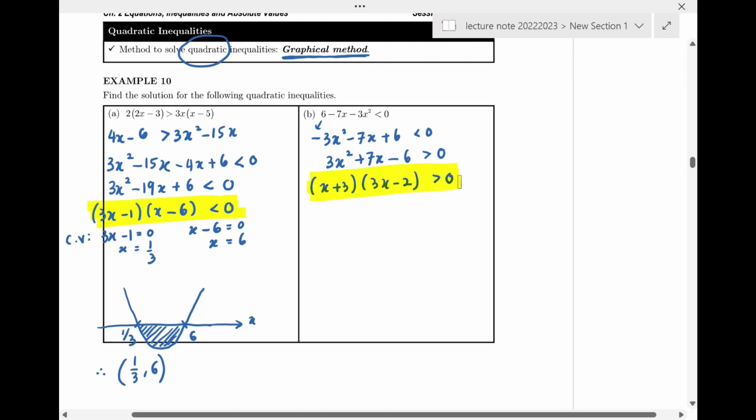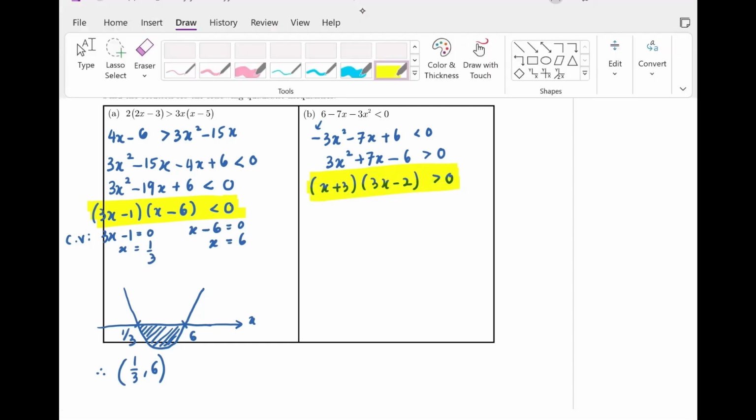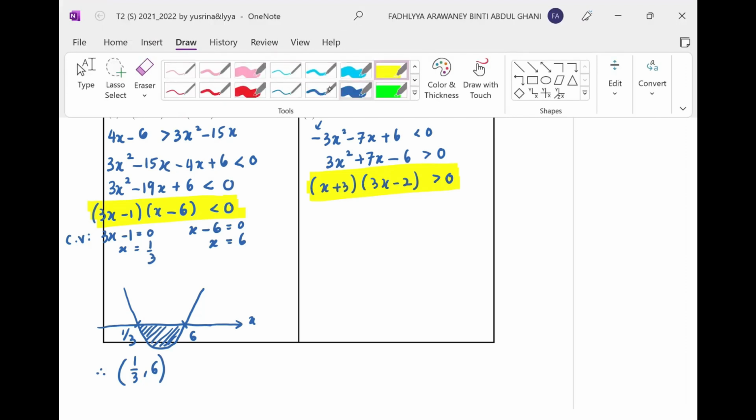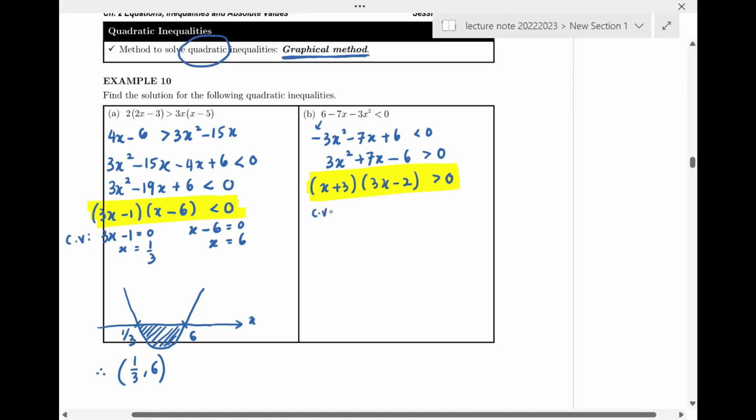I want the one with greater than 0. And then next, we have to find our critical values. So critical values, we have x plus 3 equals to 0, x equals to minus 3. Another one is 3x minus 2 equals to 0. So x equals to 2 over 3.